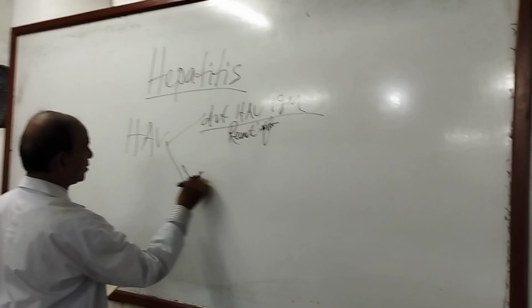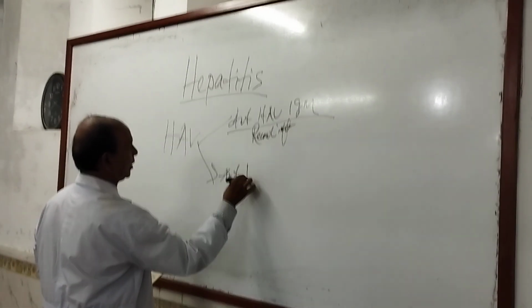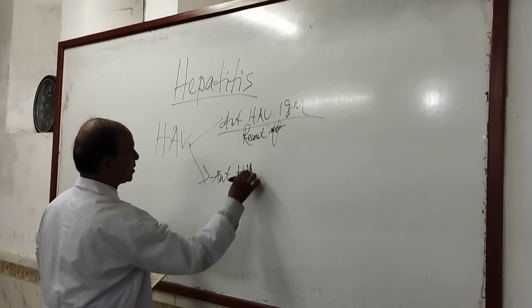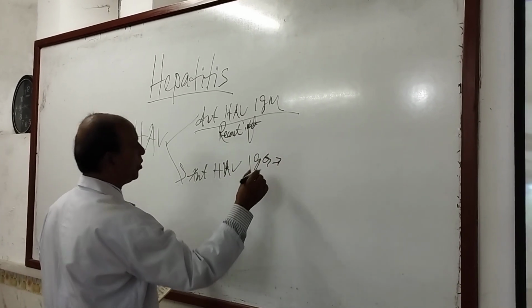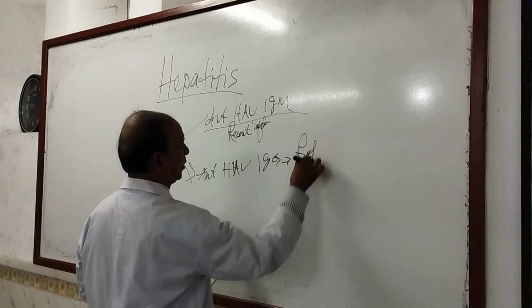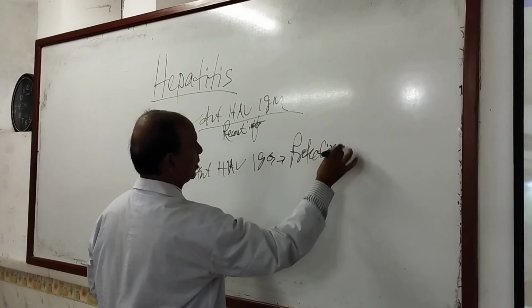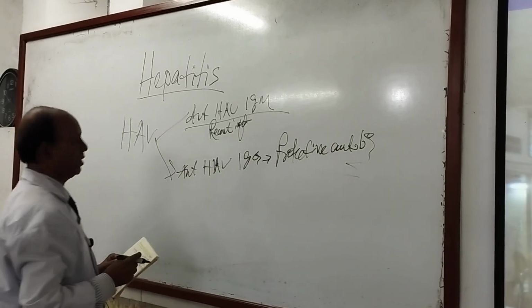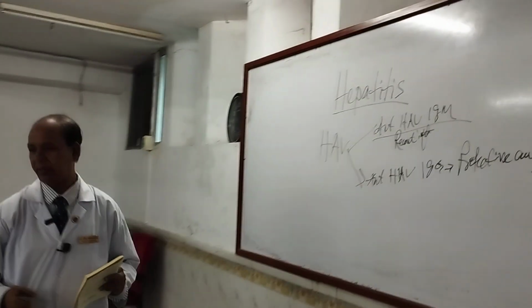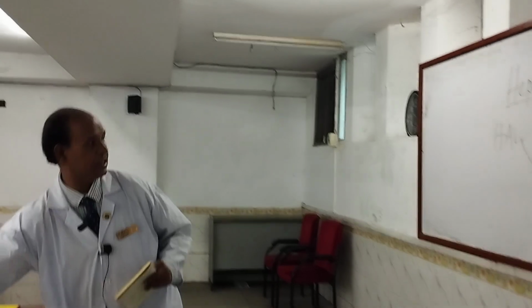And anti-hepatitis A virus IgG. This is a protective antibody. Remember this. These are the hepatitis A markers. Next, go for hepatitis B.